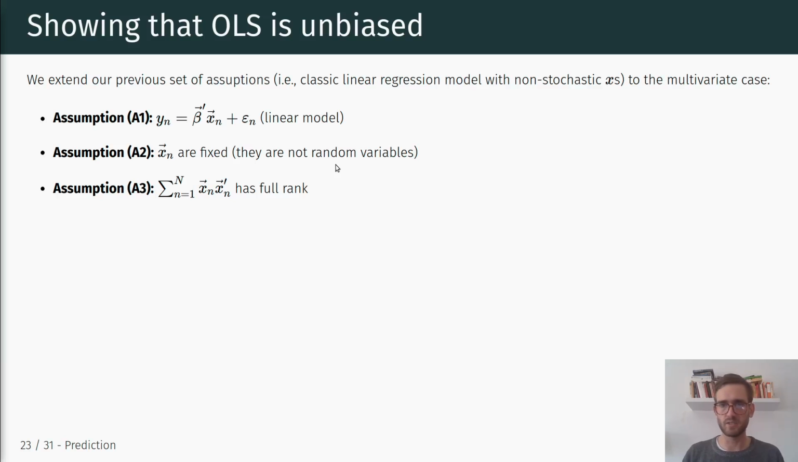The third assumption is now a slight deviation from the previous case where we talked about there being variation in the x's. Now this assumption is that xn prime has full rank, and I talked about this already previously, that we needed this assumption in order to actually derive the OLS estimator, in order to be able to take the inverse of that xn prime matrix. And then the fourth assumption is the expectation of epsilon n is equal to 0. That's the same as before. Okay.